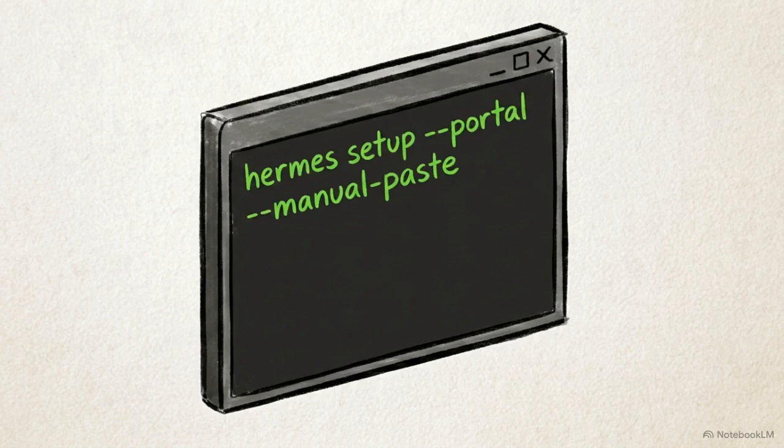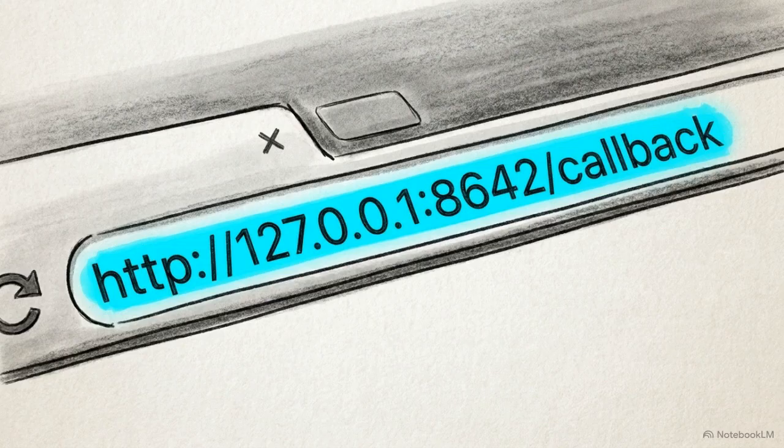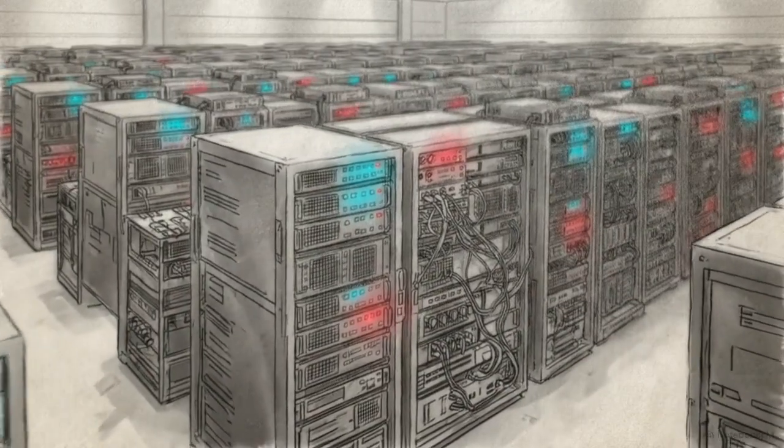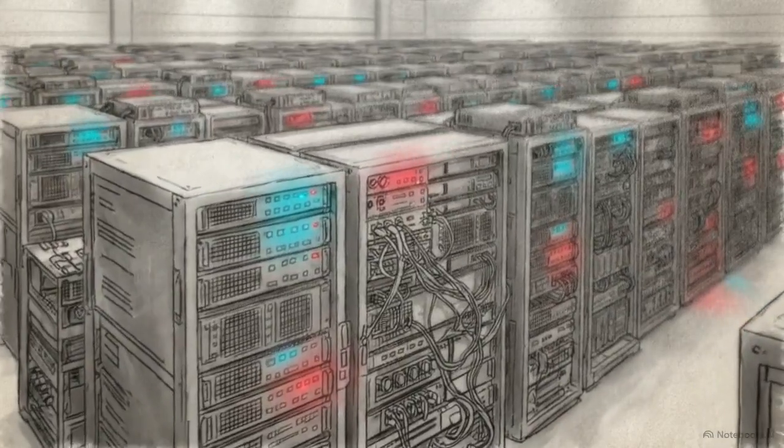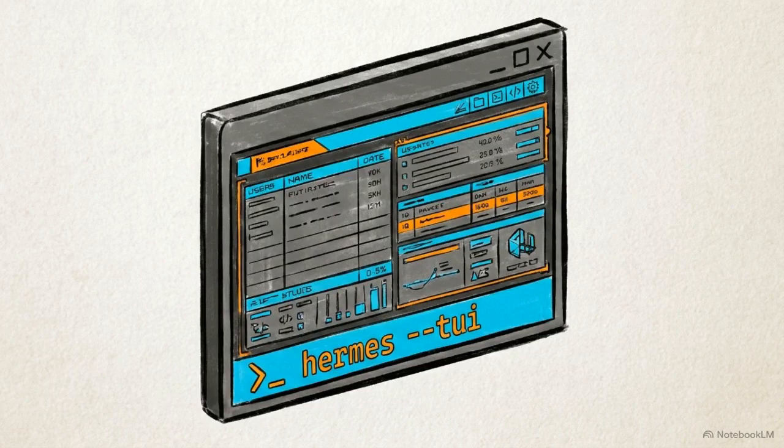If your network policies strictly prohibit SSH tunneling, you can run the setup command with a --manual paste flag. This lets you copy the final redirect URL directly from your browser's address bar and paste it back into the terminal. Mastering this network bridge unlocks your ability to deploy powerful, unattended Hermes agents to run autonomously on high-performance, enterprise-grade cloud infrastructure. Let's test the connection.